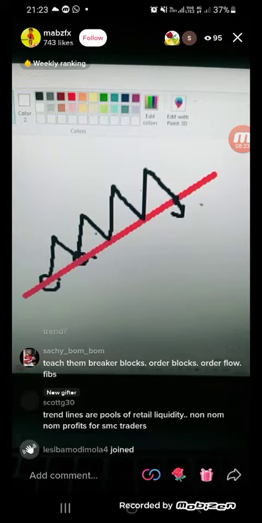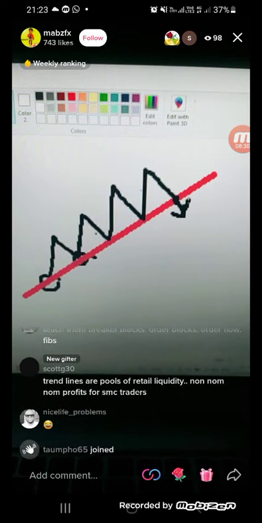So that's one. As soon as the market breaks the trend line, that's the first way that you can do it. The second way is you wait for the trend line to break, do a retest of the trend line right there. Some traders would actually take the trade up there.